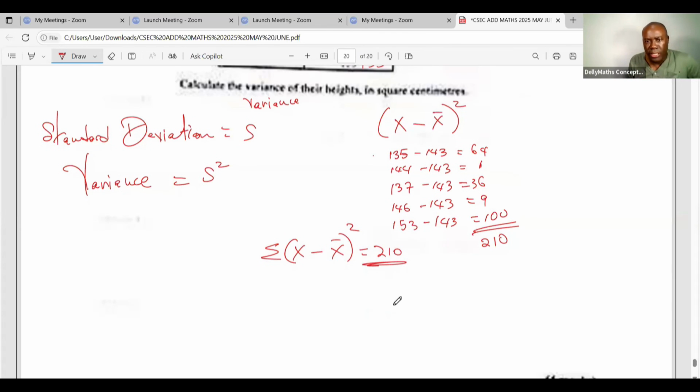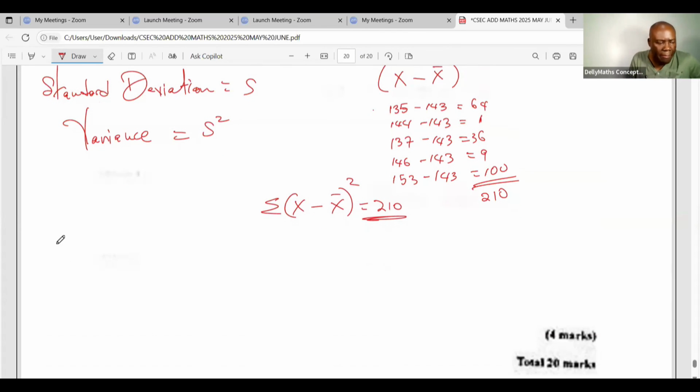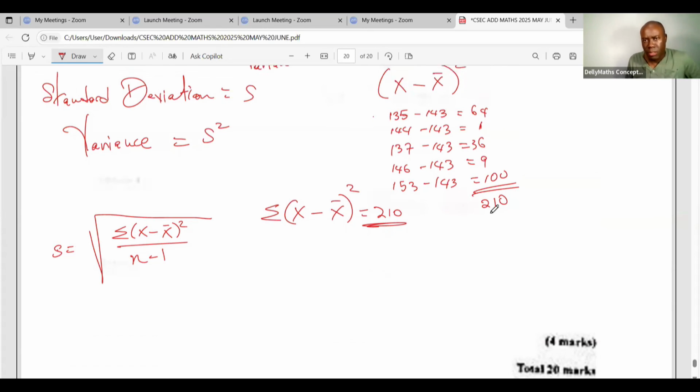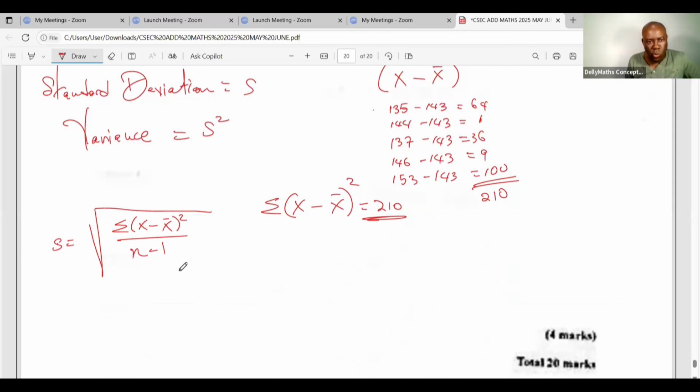So here is the deal. Standard deviation is equal to the square root of the sum of this, which is what we have already, all over n minus 1. Normally it's n, but because we have a sample, we have to employ n minus 1. Now remember that the variance is s squared. So if you're going to square this, the square root is gone. So basically it's just going to be the sum, which is 210 divided by 4, and this is going to give us 52.5.